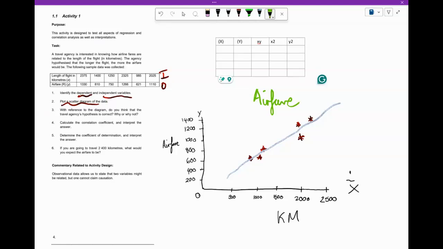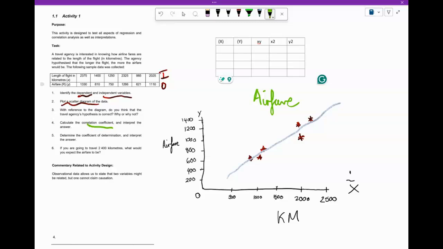For question 3, remember we're saying as the distance of the flight increases, the cost of the airfare, or the cost of the ticket, also increases. You can see that from our diagram. Right. So that was that. Then the next thing they say, calculate the correlation coefficient and interpret the answer.